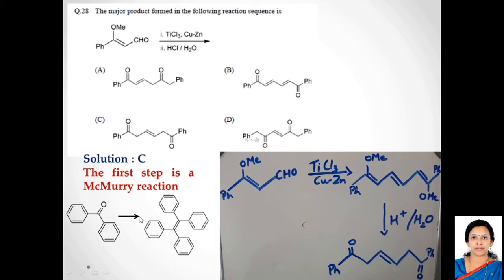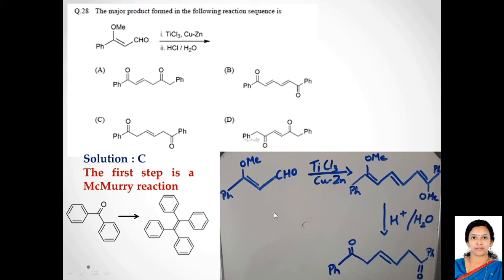The reagent for this reaction is titanium chloride, or titanium tetrachloride, together with a reducing agent. The reducing agent here is copper-zinc. Sometimes you will also see lithium aluminum hydride here. In the original McMurry reaction, lithium aluminum hydride was the reducing agent. So if you see lithium aluminum hydride or copper-zinc together with titanium chloride, remember it is a McMurry reaction happening if the reactant is an aldehyde or a ketone.